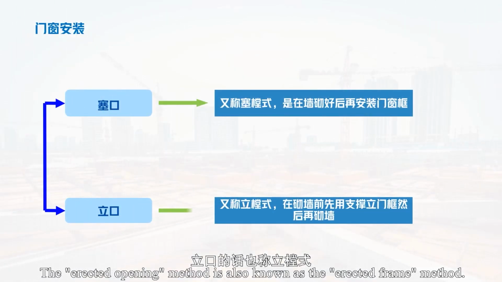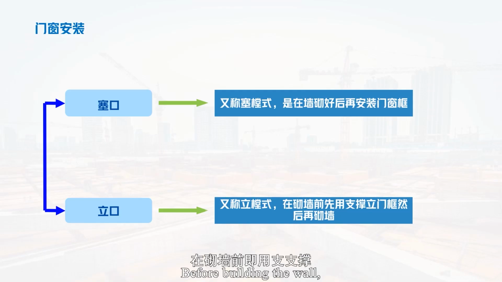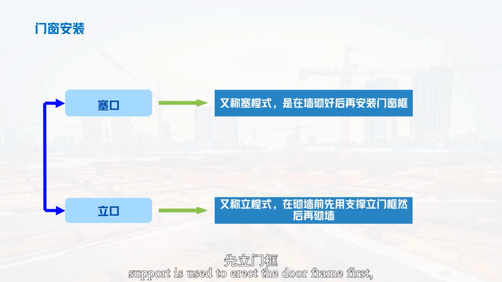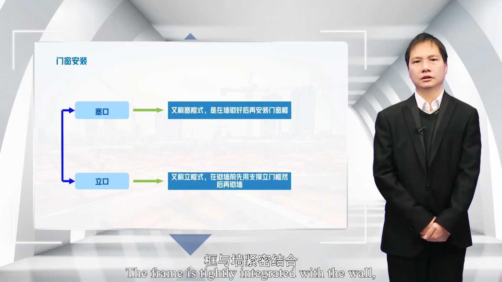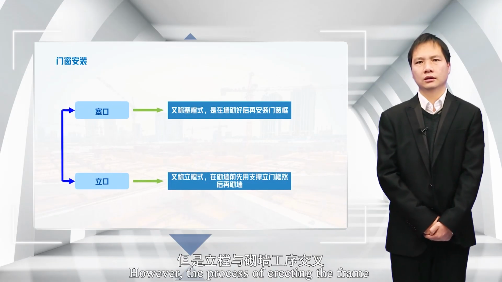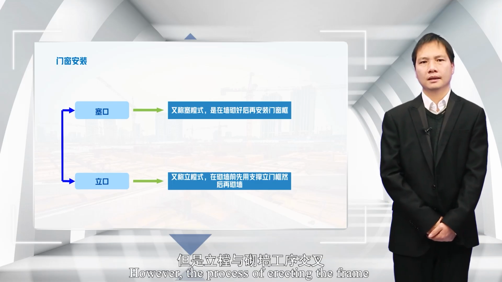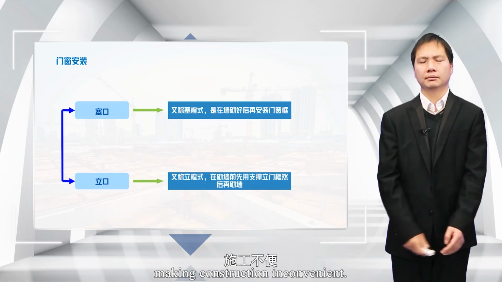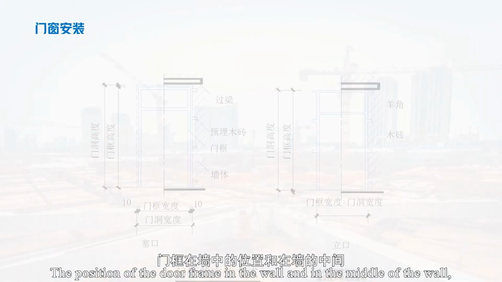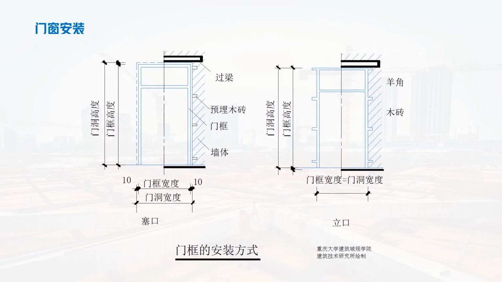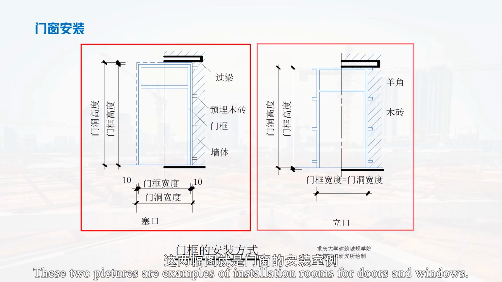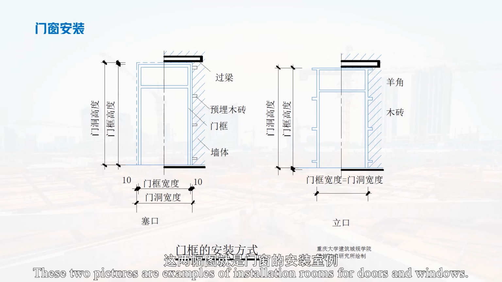The erected opening method is also known as the erected frame method. Before building the wall, support is used to erect the door frame first, and then the wall is built. The frame is tightly integrated with the wall. However, the process of erecting the frame intersects with the process of bricklaying, making construction inconvenient. The position of the door frame in the wall can be in the middle of the wall, or level with one side of the wall. These 2 pictures are examples of installation of doors and windows.